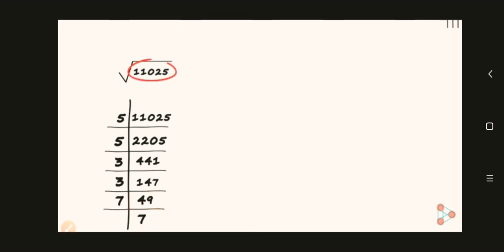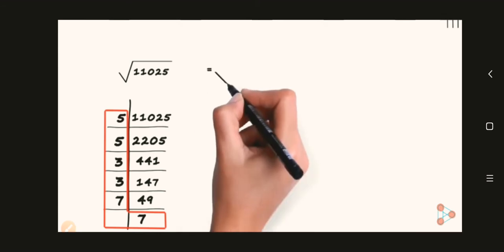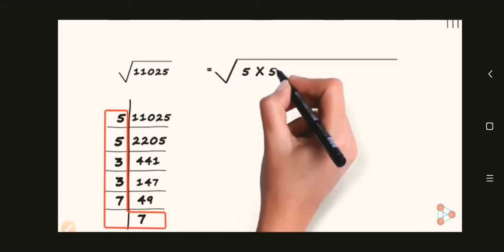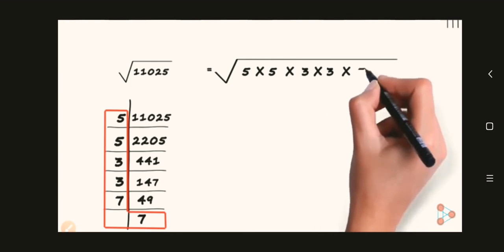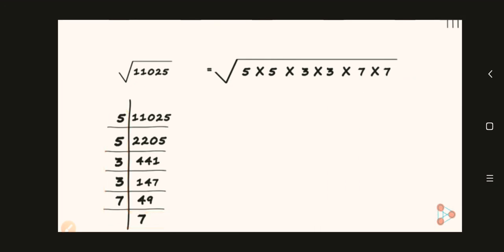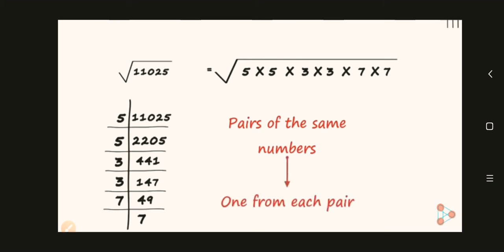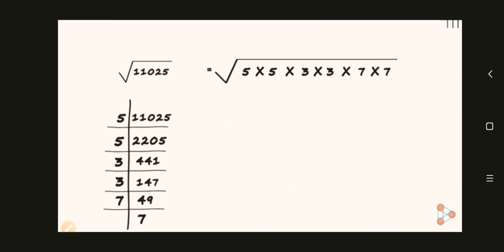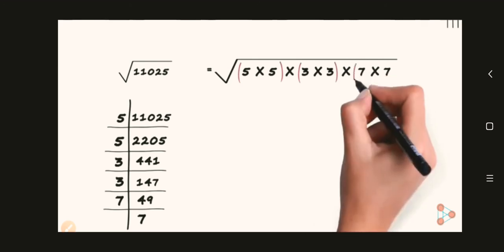So 11,025 can be written as 5 times 5 times 3 times 3 times 7 times 7. Hence, the square root of 11,025 can be written as the square root of 5 times 5 times 3 times 3 times 7 times 7. The next step is to make pairs of the same numbers. And after we find the pairs, we choose one number from each pair. So we have 3 pairs here. A pair of 5s, a pair of 3s, and a pair of 7s.